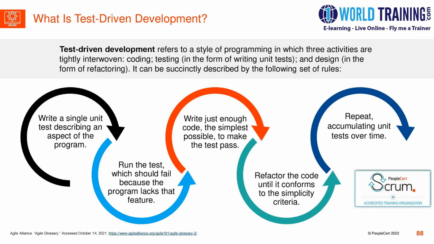We need to accumulate the unit tests over a period of time. The whole process has to be repeated so that it becomes a sustainable process: starting with the creation of a unit test, to running the unit test, writing the piece of code, refactoring the code, and repeating. These are the four main cycles. So we have discussed what test-driven development is.